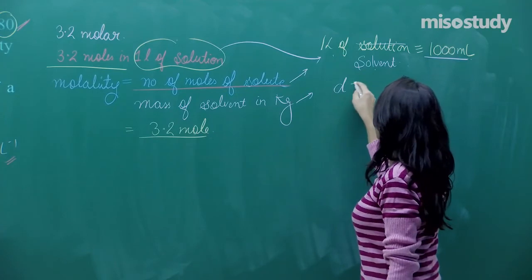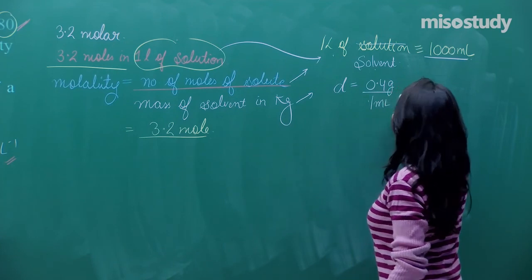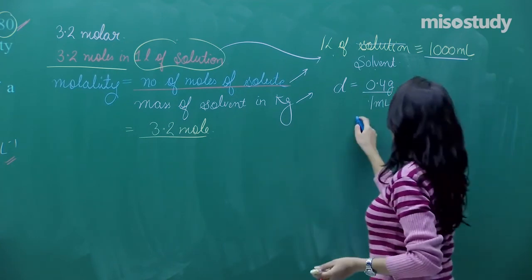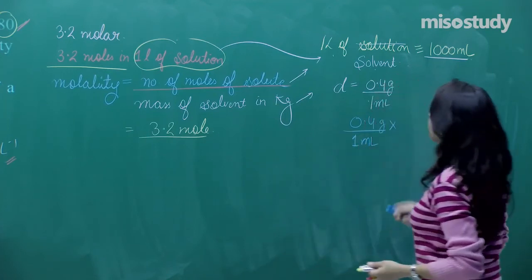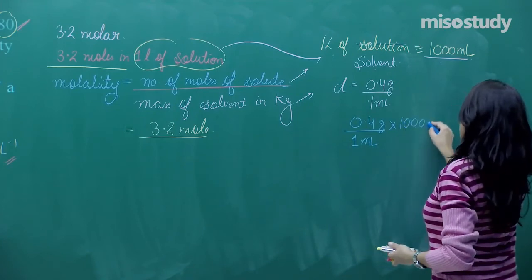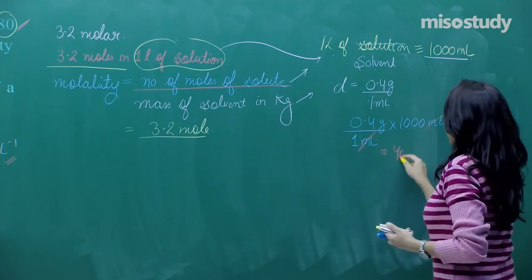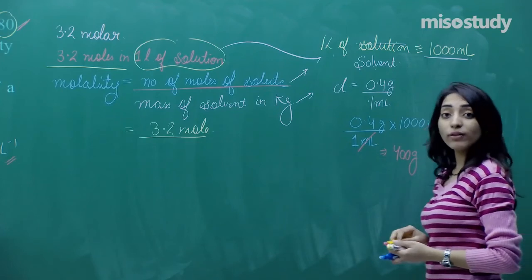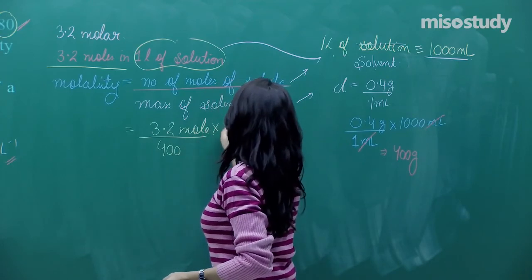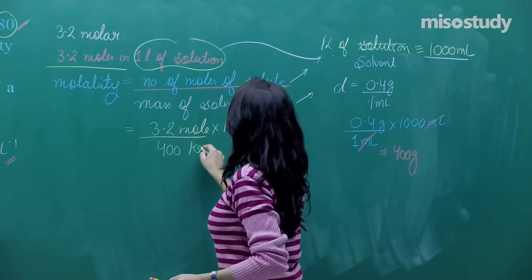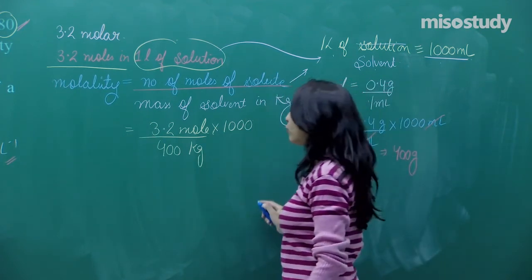Now the density of the solvent is given to me as 0.4 grams per ml. So if I ask you to multiply 0.4 grams per ml by 1000 ml, what will be the mass of solvent that I'll be getting? I'll get the mass of solvent as 400 grams. So the mass of solvent in kg should be 400 divided by 1000, and this will be kg. So it will be 3.2 moles into 1000 divided by 400 kg.